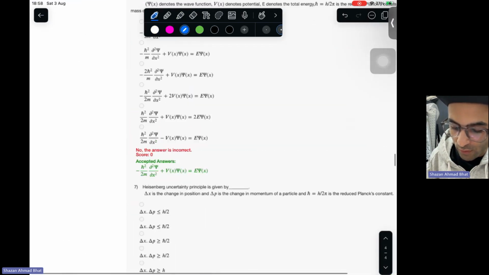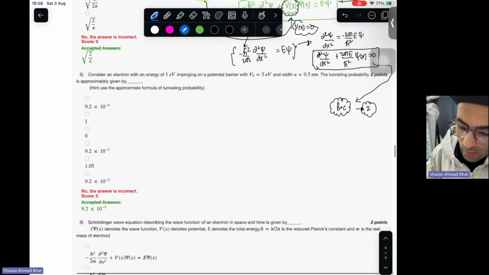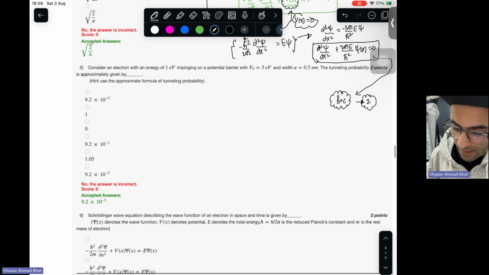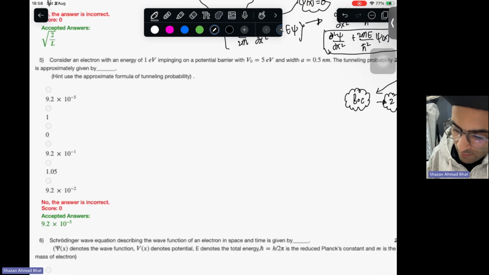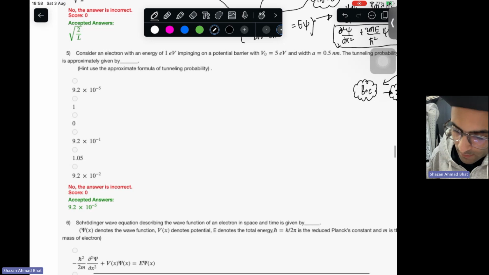Let's move on to the other questions. We have 1 hour remaining. Now we have question number 5. Let's take the details from question 5, and we will solve it maybe here, because we have enough space.